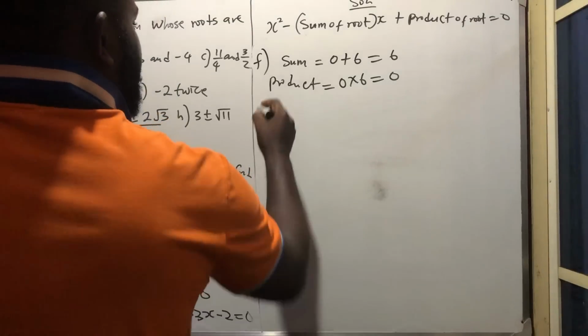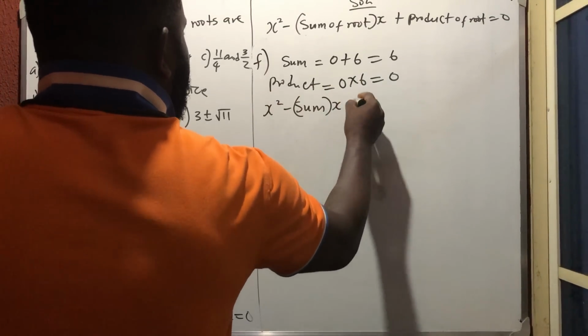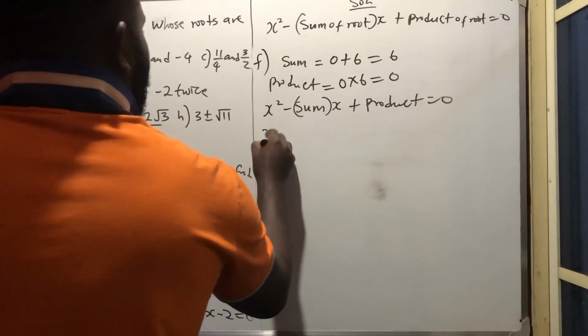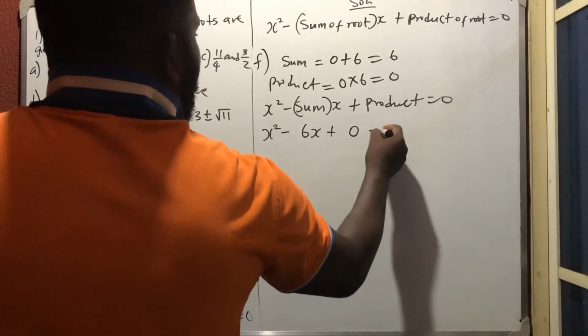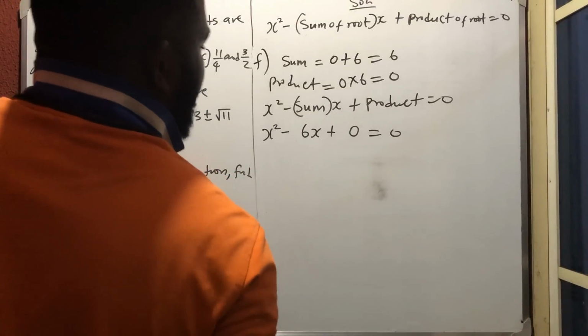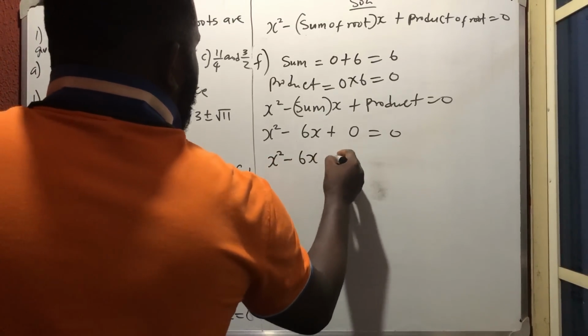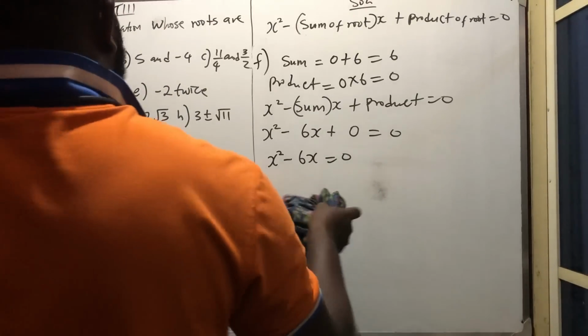And the equation said x squared minus sum, you put x plus product is equal to 0. So what do we have? X squared minus, the sum gave us 6x plus the product gave us 0 is equal to 0. So anything plus 0 is still the same thing. So the answer is simply x squared minus 6x is equal to 0. So that is that. So the next one, F.